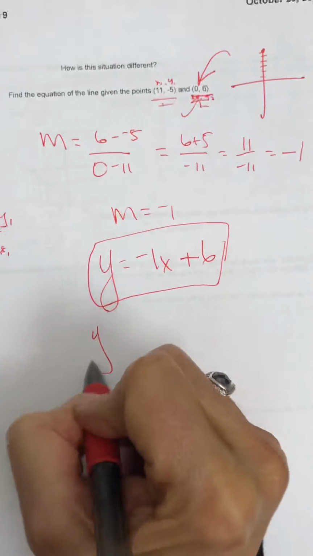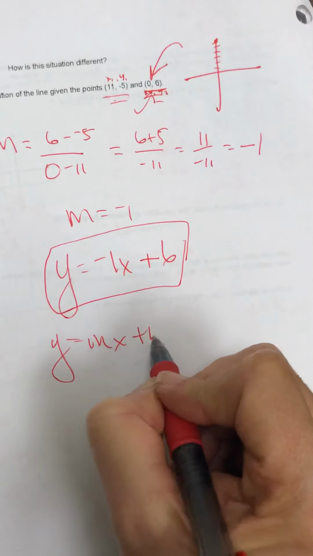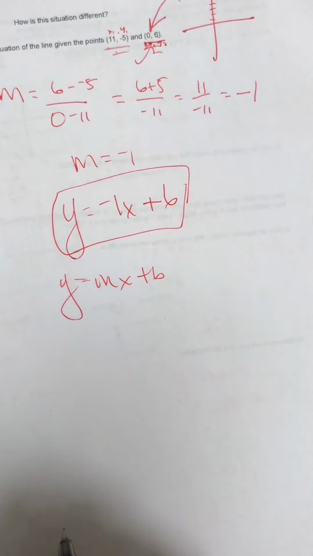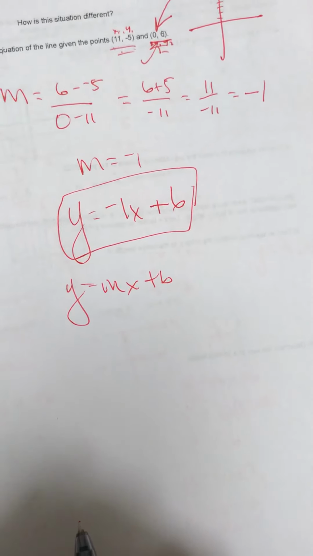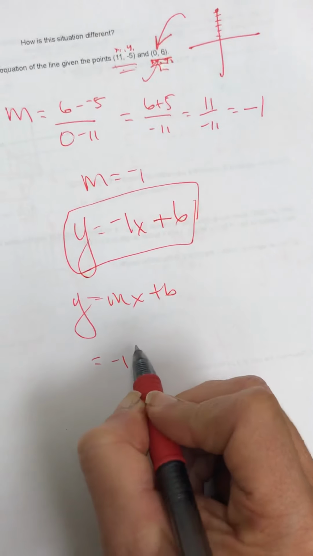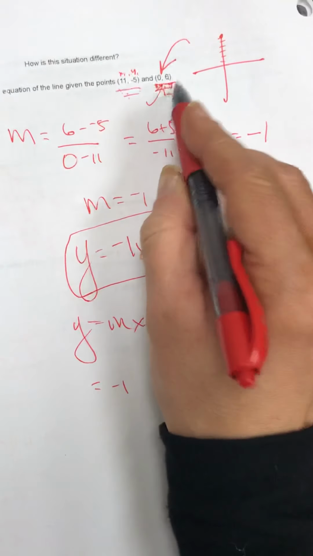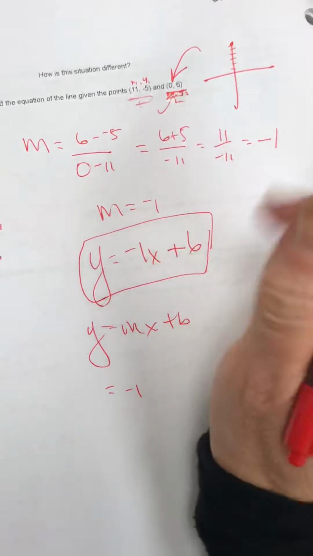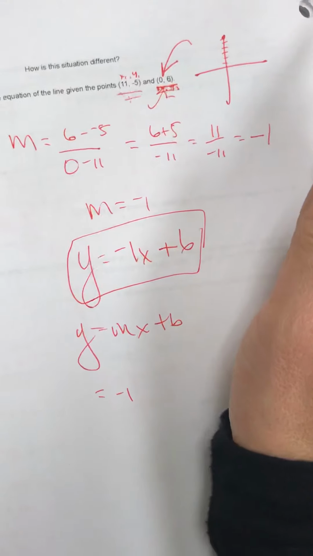But if you're like, you know what, I wouldn't see that, well, no big deal. Jot down the original formula for slope-intercept form: y equals mx plus b. I stick in negative 1, and I stick in either one of these points. Now, why do I know either one would work? Just to prove that it works.